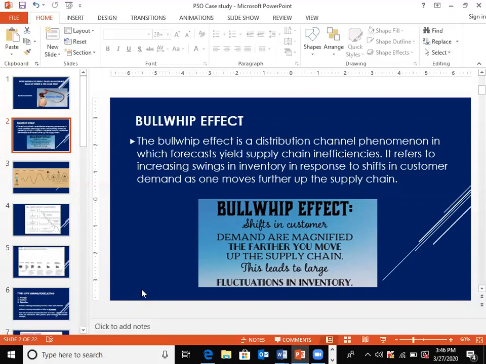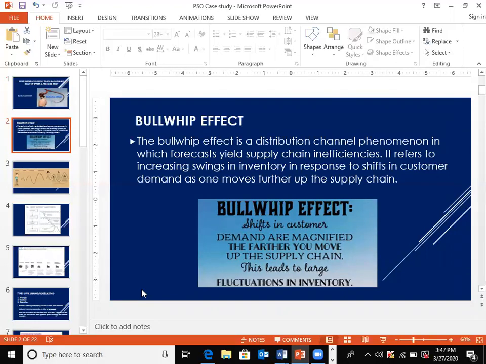The bullwhip effect is a distribution channel phenomenon in which forecasts yield supply chain inefficiencies. It refers to increasing swings in inventory in response to shifts in customer demand as one moves further up the supply chain. Wow, that's a lot of words over there.